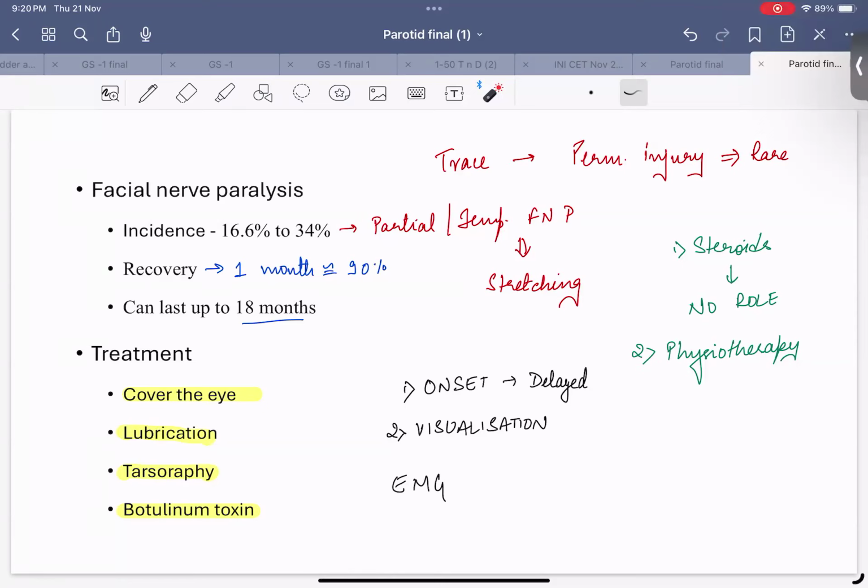Yes. What about steroids in RLN injuries? Again, if it is neuropraxia, it is useless. That is what I'm trying to tell you. The idea is steroids are only for inflammatory pathologies, not for stretching. There is no role in neuropraxia. Okay.